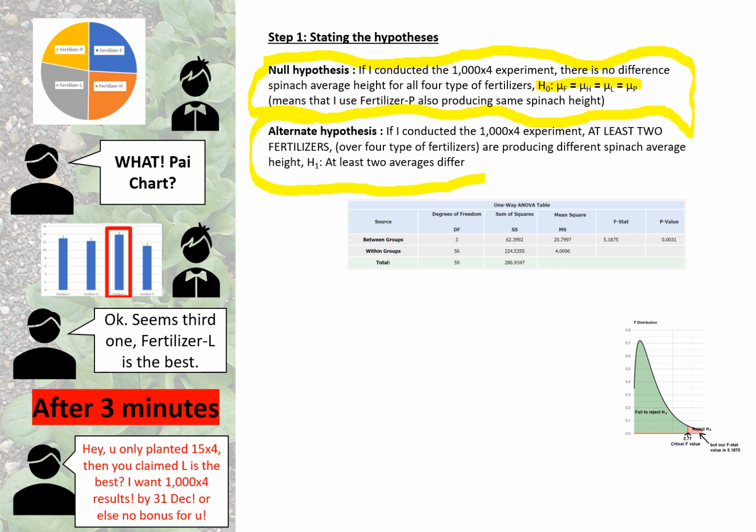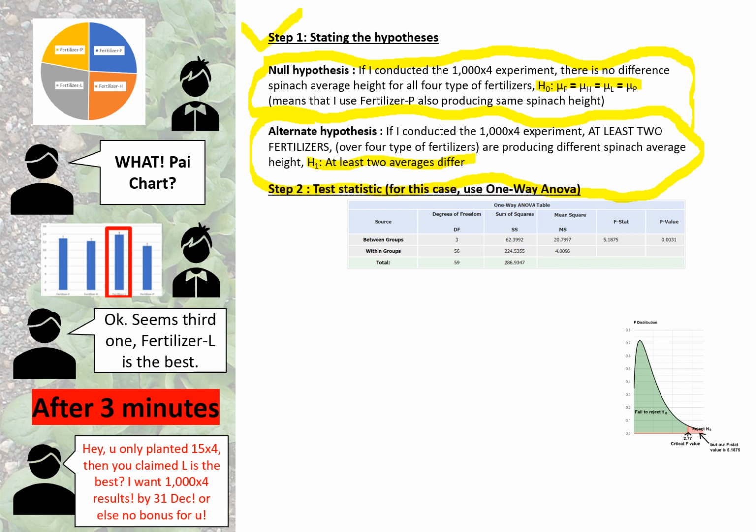This is the thing that our boss wants us to report. Boss, if I conducted the 1000 times 4 experiment, I believe at least 2 fertilizers over 4 types of fertilizers are going to produce a different spinach average height. So the way to express it in mathematical expression is the alternate hypothesis: at least 2 averages differ. So now we have written our hypotheses.